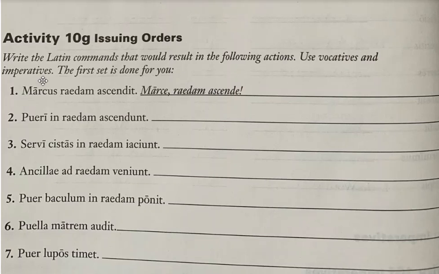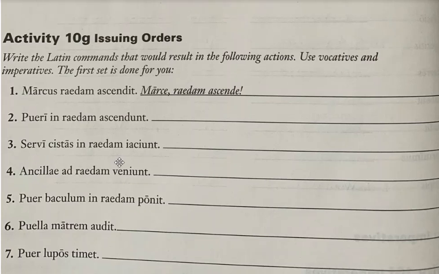So I'll give you one more. Let's do this one here. Ancillae, number 4. The slave girls come towards the carriage, or the slave women come to the carriage. Now you want to tell them to do that. So you're saying, hey, slave women, come to the carriage. So for this one, ancillae is going to be vocative too, because you're speaking to them. But in this case, it looks exactly like the nominative, so this word ancillae does not change.